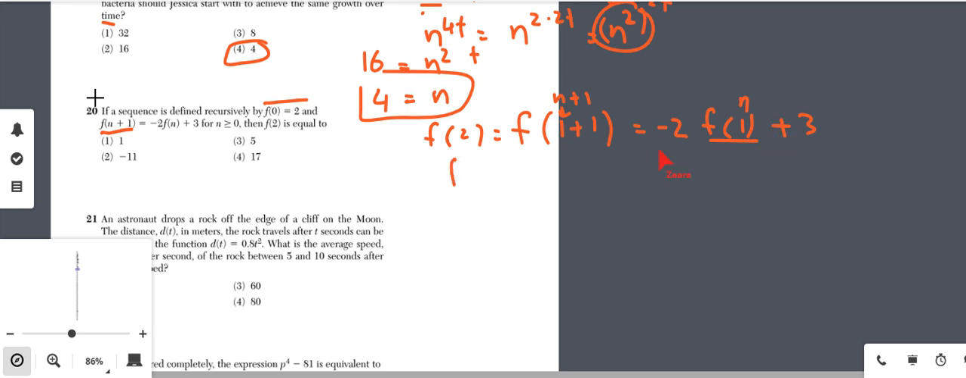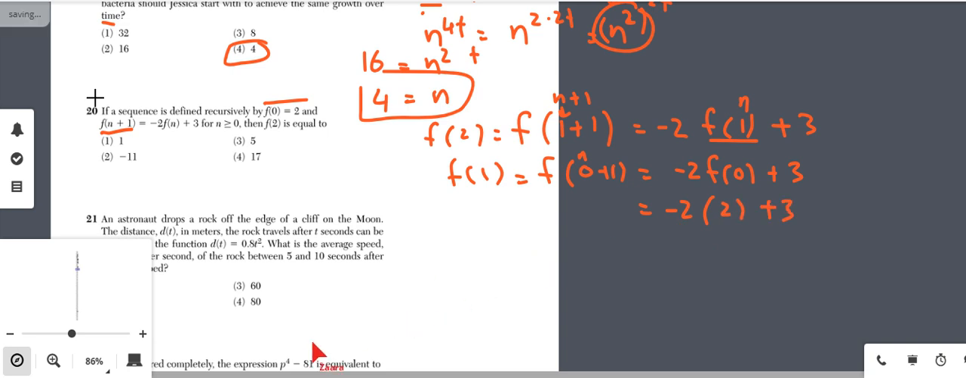So f of 1 would be f of 0 plus 1. Now this time n is 0, so I will get negative 2 f of 0 plus 3. Is it clear? Now what is f of 0? f of 0 I am provided with 2, so negative 4 plus 3, which is negative 1. So this is the value of f of 1.